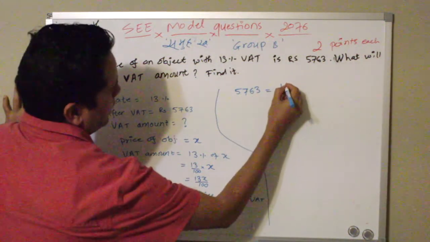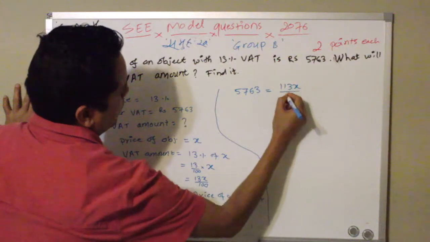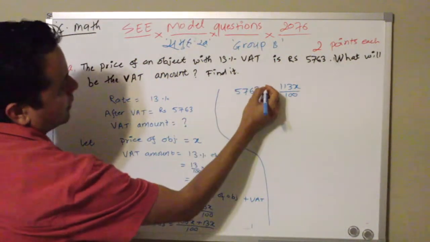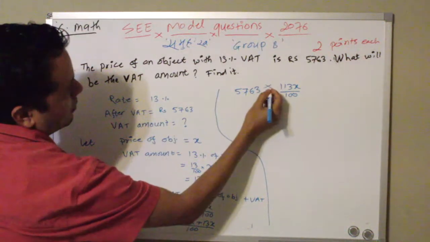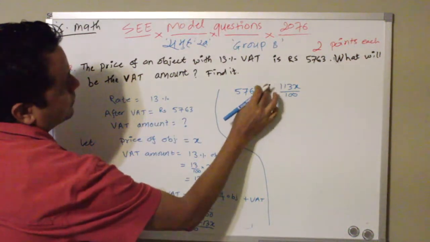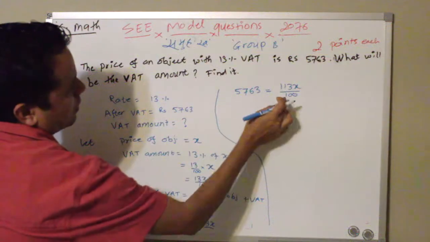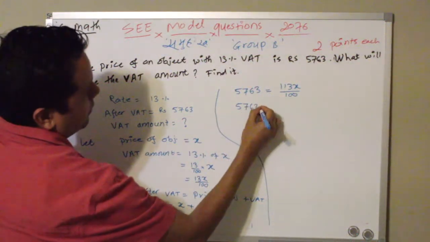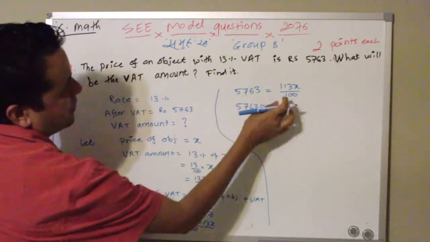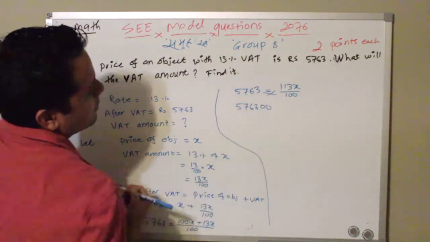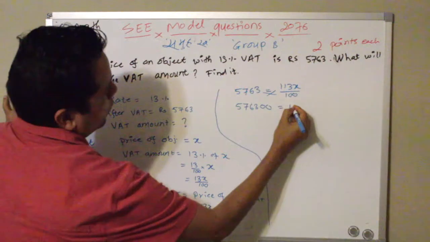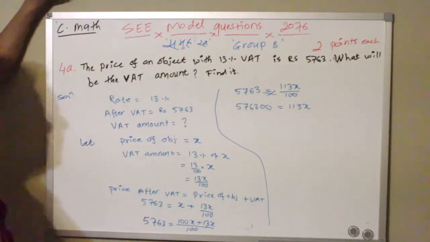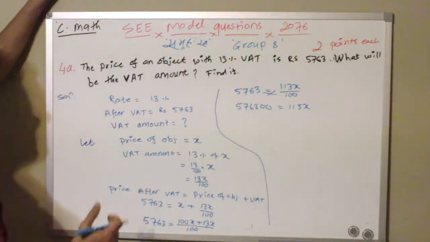Equals 113x over 100. If you cross multiply this, this goes there. So 5,763 with two zeros, you just multiply this, cross multiplication, equals 113x. Now dividing both sides by 113, that's how they teach down here.